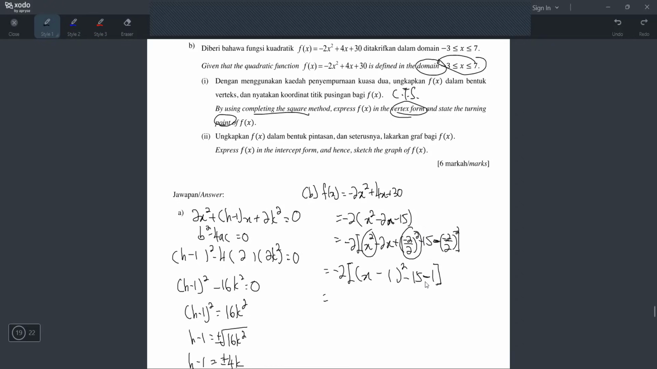Now, the negative 15 minus 1 boleh buat. So, negative 2, big bracket, still have to write x minus 1 squared. Negative 15 minus 1 is negative 16. Okay, now you don't stop here. Remember, vertex form cannot have the big bracket.